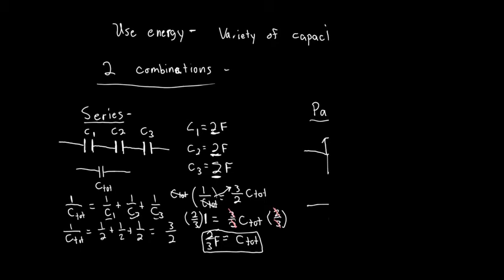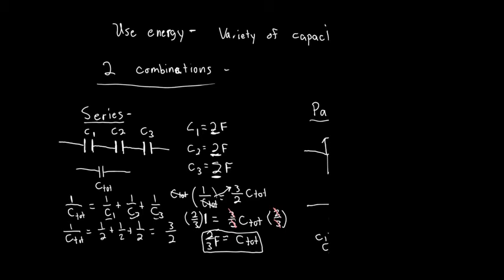But since these are in parallel, they're going to combine a little bit differently. So we use the same capacitances, C1 equals 2, C2 equals 2, and C3 equals 2. But if I'm in parallel, the capacitance adds a little bit differently. It's actually a little bit easier. So C total, if I'm in parallel, is just the combination of all the capacitances. C1 plus C2 plus C3. There are no fractions involved here.